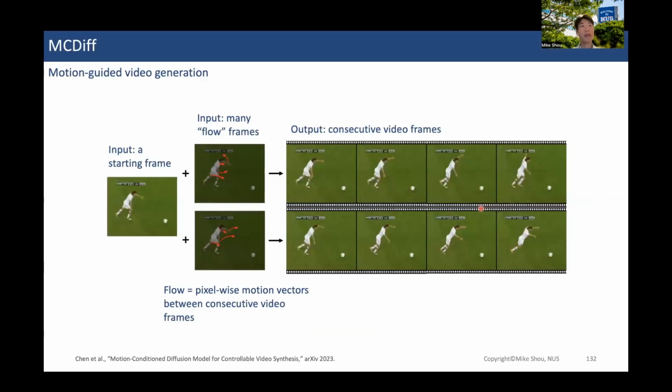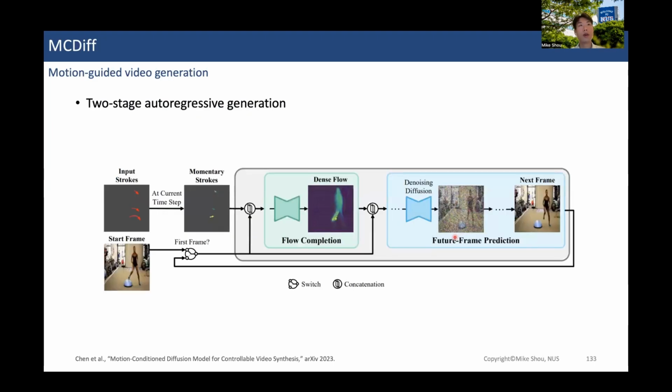So the first one is the so-called MC-Diff, which uses motion to guide the video generation. The idea is that we provide a starting frame, and then we let people draw arrows to indicate how it should move in the next frame. So it's very sparse. It's basically just indicating the direction of a specific point. And if the condition is different, then the video to be generated is of course different. So how to do that?